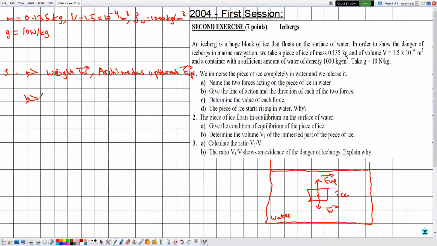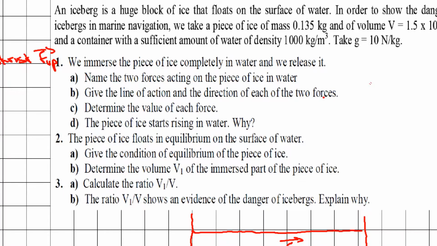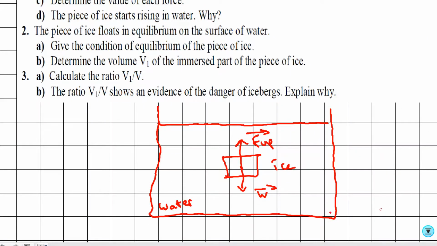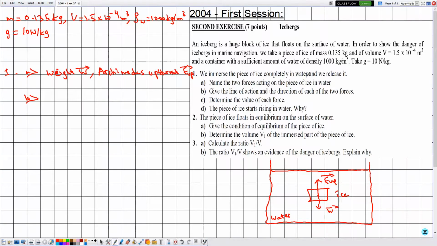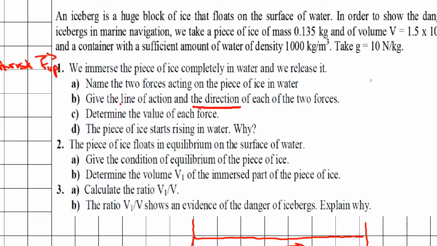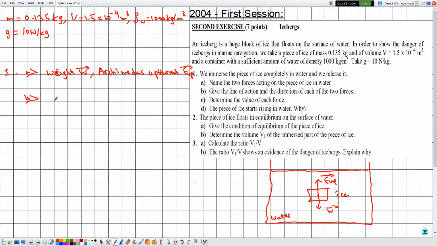Now part B, give the line of action and the direction of each of the two forces. So notice that this figure is not part of the answer. Now we need to state the line of action and the direction of each of these two forces, and they must be listed in this order: first the line of action, then the direction. Starting with the weight W, the line of action, we know that always the weight acts vertically downward, so the line of action is vertical and the direction is downward.